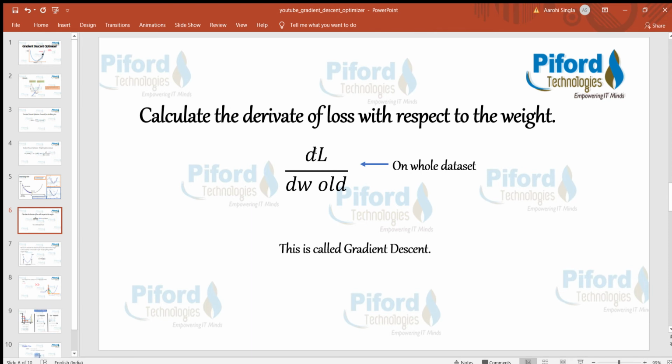So what is gradient descent? When we are calculating the derivative of loss with respect to the derivative of weight on the whole data set, we are calculating this loss on the basis of the whole data set. Remember, in the last slide I told you that the gradient descent optimizer calculates the loss function on the basis of the whole data set, and we'll be calculating this dL by dW on the whole data set. This particular thing is known as gradient descent in the gradient descent optimizer, right? So this is the formula for weight updation.